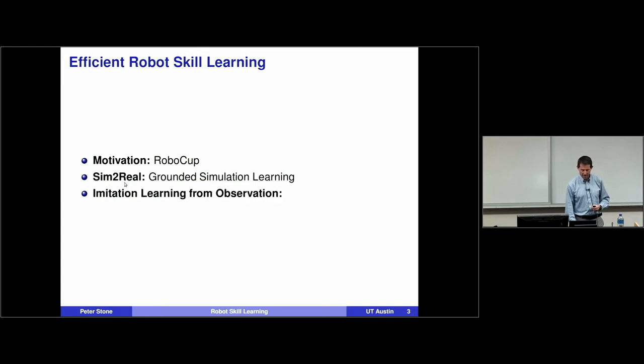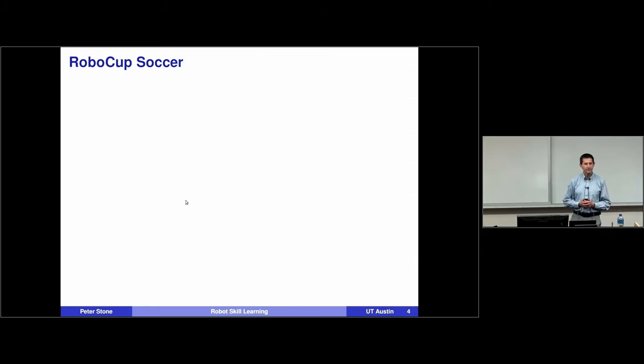And then talk about some imitation learning from observation. How do you enable an agent that is trying to learn a skill not to have to start from scratch, but to observe another agent that already has this skill, and use that to jumpstart its learning process efficiently? And I'll talk about two algorithms we've developed for that. So that's the roadmap for where we're going.